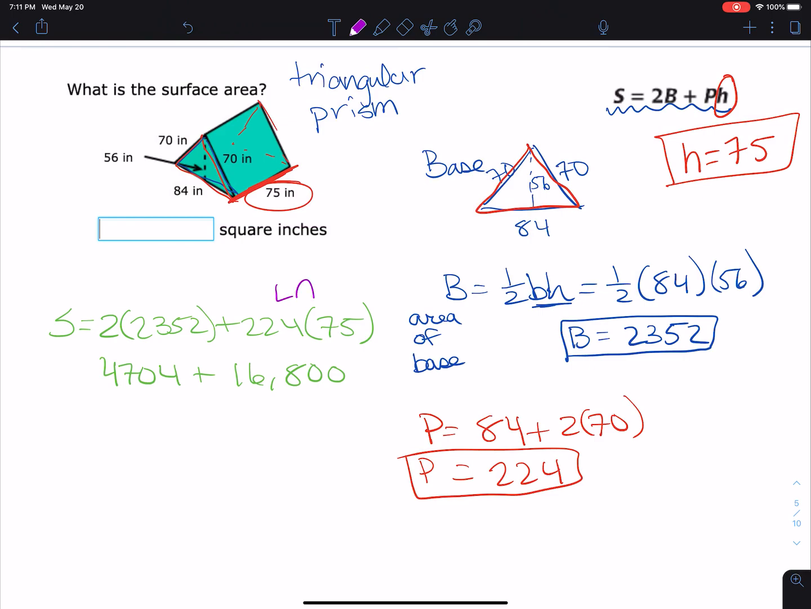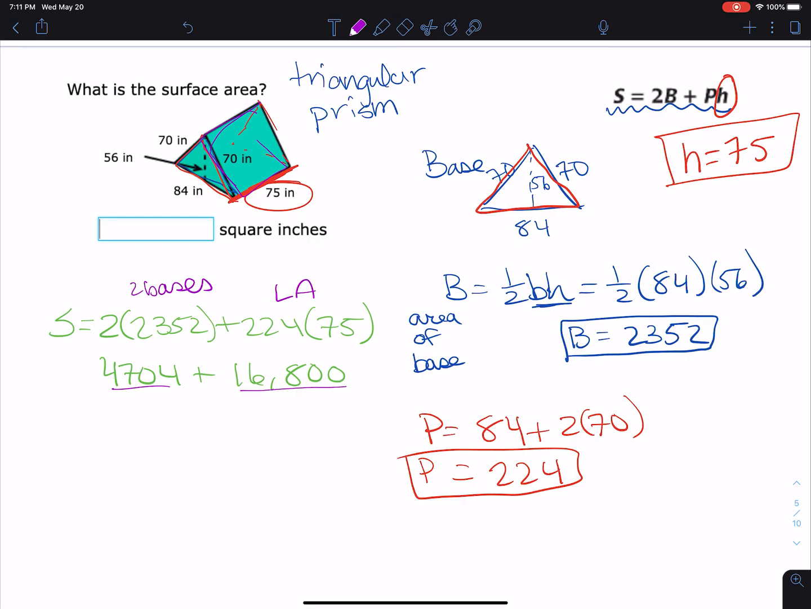Now just a friendly reminder, this is your lateral area here. So this would be the area of these 3 rectangular walls. That's pretty big. That makes sense that it would be that large. And the triangles are pretty small compared to it. So if you freak out that this is so much bigger than this number, it makes sense, speaking that it's just the lateral area, and then this is the 2 bases. Okay, so where were we? I was adding them together.